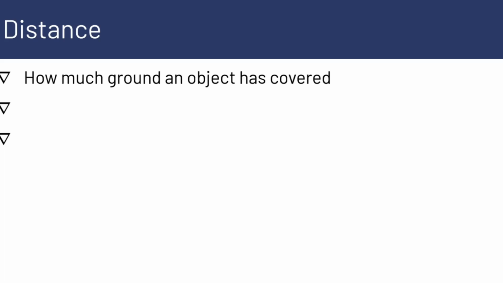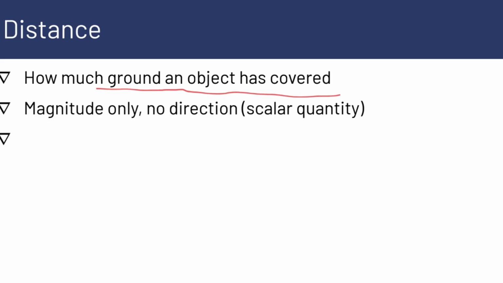All right, so what is distance exactly? So distance is how much ground an object has covered. It's a magnitude only. So we don't care about the direction that somebody is traveling when we're talking about distance. So this makes distance a scalar quantity.